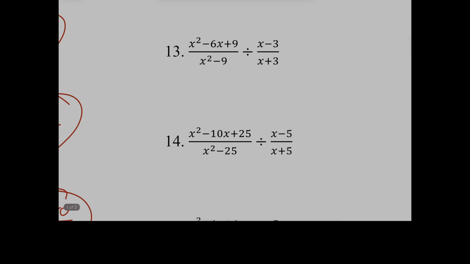Okay, let's go on to number 13. Again, we're going to multiply and flip. Shoot, I'll even start there. Why not? X plus 3 over x minus 3. Just showing you all that that's how we start, okay? Now, let's go ahead and do our factoring here.